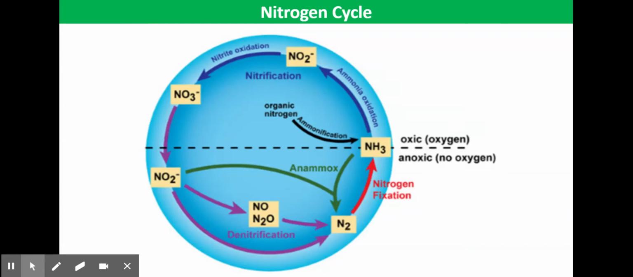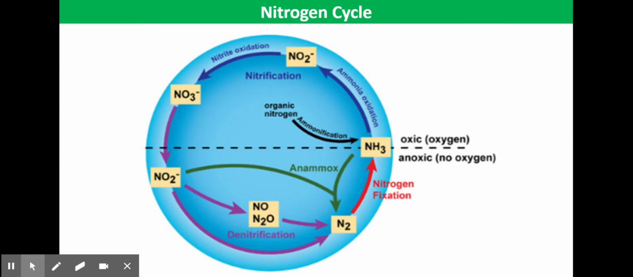This video tutorial is all about the nitrogen cycle. On the slide in front of you is an example of the nitrogen cycle. Nitrogen is an essential element to make proteins and DNA. Although the atmosphere is 78% nitrogen, it cannot be used directly because it is so unreactive.